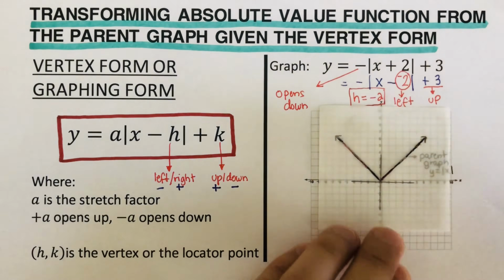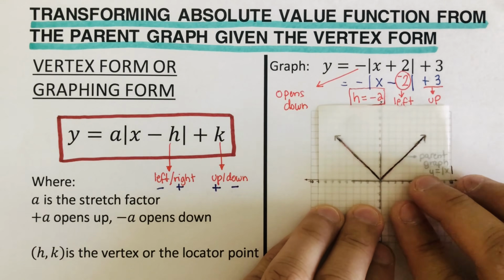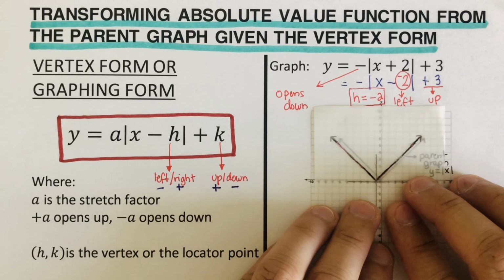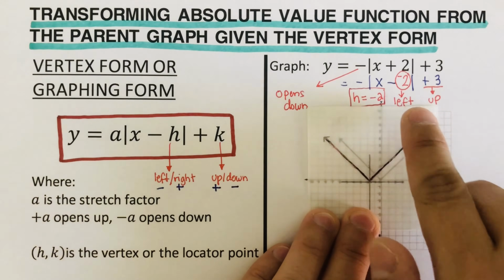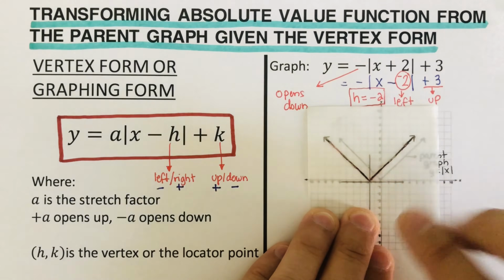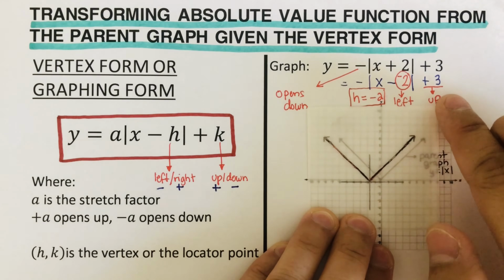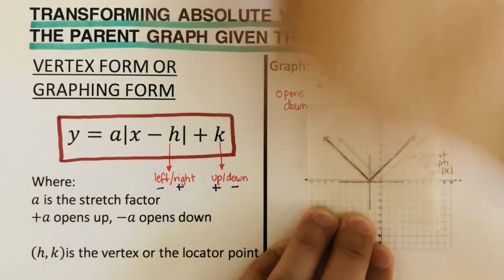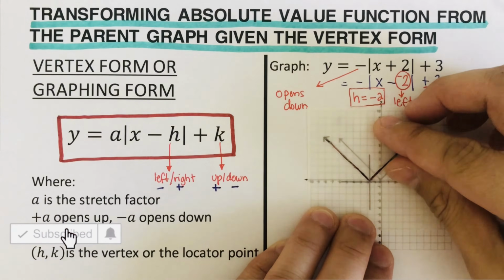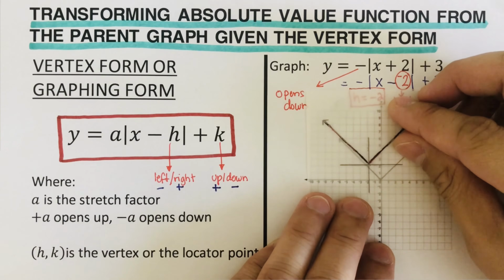Okay, so from here, I'm gonna move 2 places to the left. So that would be 1 and 2. So I already transformed it to the left because that's a negative 2. From here, I am going up 3 because that's what it's telling here. We need to go up 3. So from here, I'm gonna go up 3, 1, 2, and 3.